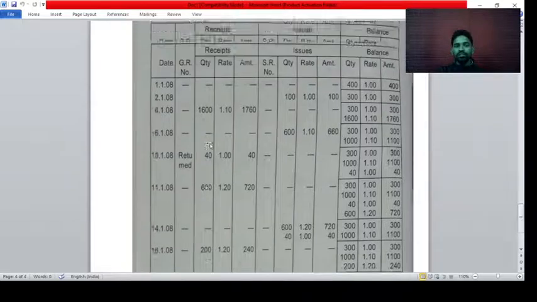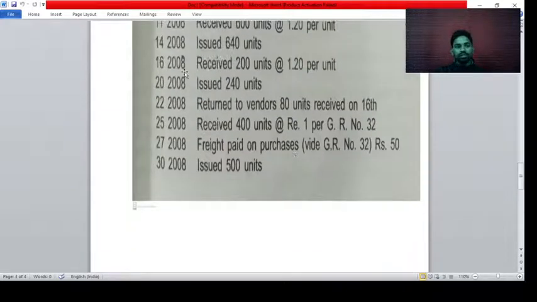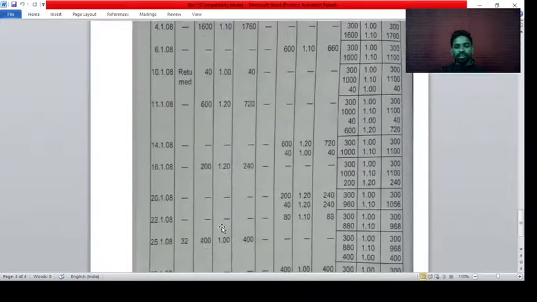Okay, so next, on the next date, on 16th January 2008 received 200 units at the rate of 1.20 per unit. Okay, so again they received 200 units. Received means the purchase date, so it will come under the receipts column. Okay, on 16th January 2008 the 200 units received at the rate of 1.20, the total amount is what?